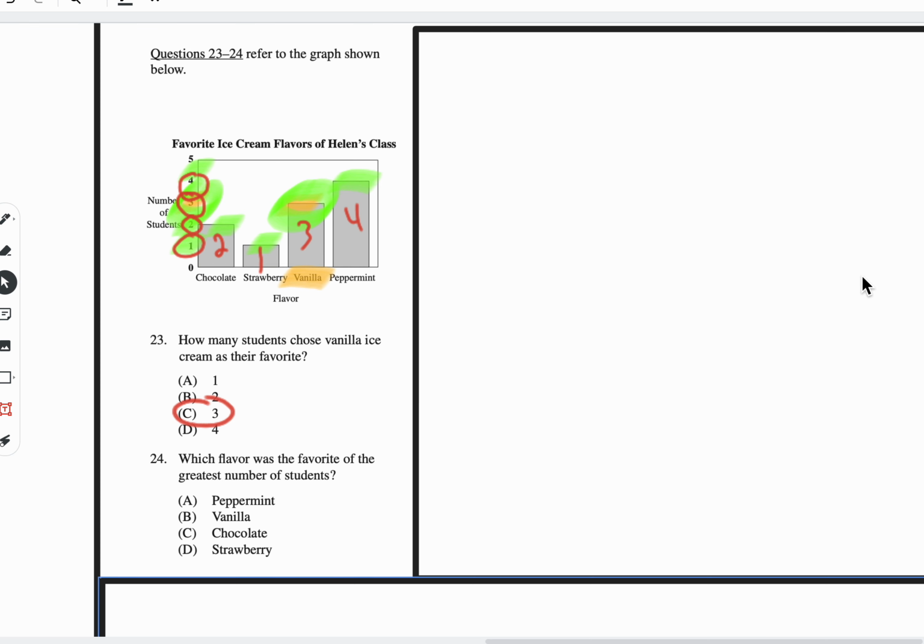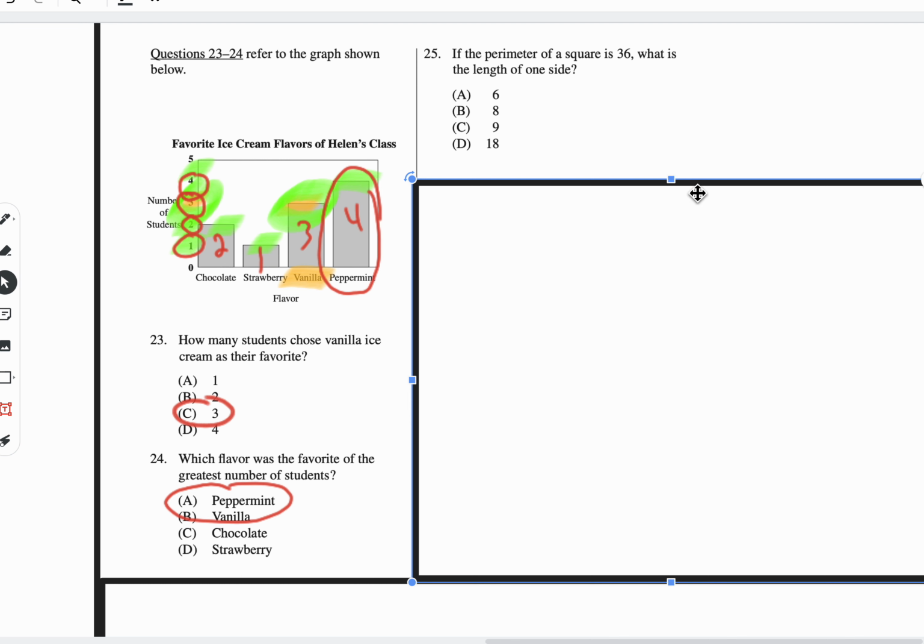Now let's compare which flavor was the favorite of the greatest number of students. The answer will be peppermint, or answer choice A. Now let's take a look at number 25. If the perimeter of a square is 36, what is the length of one side?